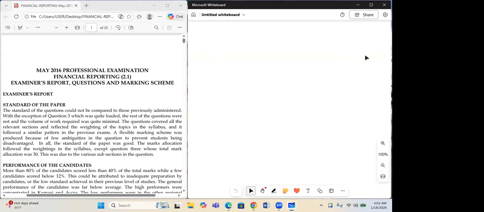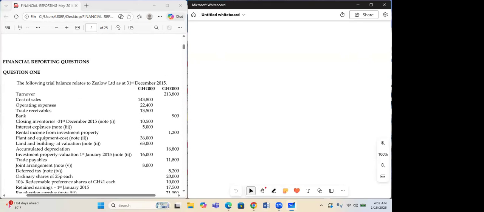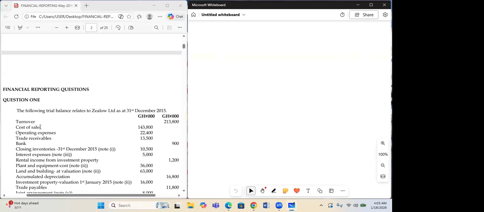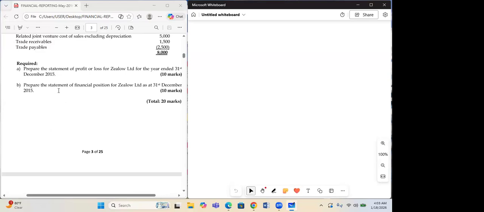May 2016 question 1. Zelo Limited. The trial balance below relates to Zelo Limited as at 31st December 2015. Then you move to the footnote, the requirement. The requirement says A, prepare a statement of profit or loss for Zelo Limited for the year ended 31st December 2015. And then B, prepare a statement of financial position for Zelo Limited as at 31st December 2015.